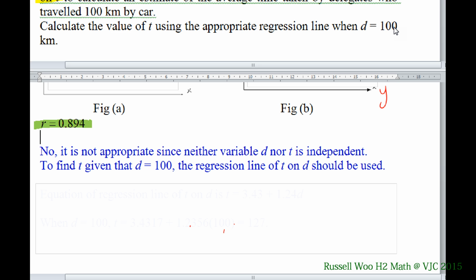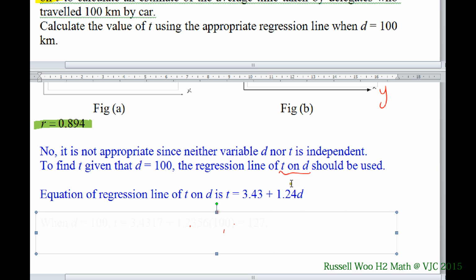So now, in order to find T given D, you have to use this regression line T on D. I don't want to go through how you're going to do it, okay? You just enter into GC. You should be able to find the regression line. This is just by GC. And then you substitute D equals 100 inside. You should get a value of the time taken.